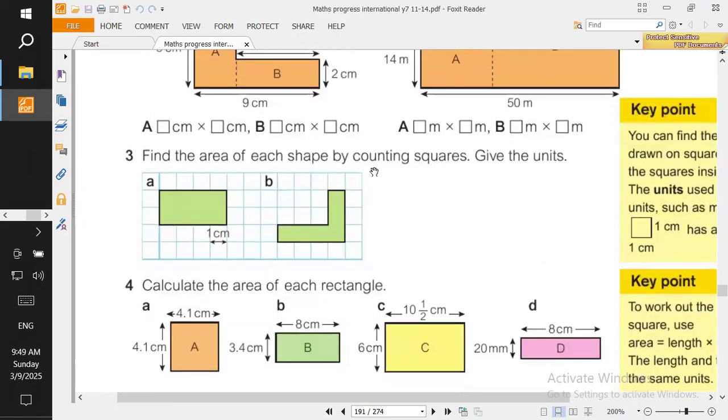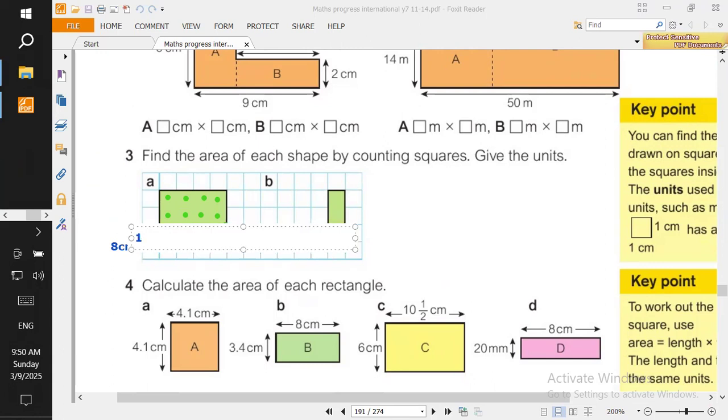Now, find the area of each shape by counting squares. Give the units. Now, each square is 1 centimeter by 1 centimeter. So when you count a square, you count it as 1. So this means this square here is 1 centimeter square. This one is 1, 1, 1, 1, 1, 1, and 1. So when you count them together, you have 8 squares. So the answer will be 8 centimeter square. And this is how you find the area on a centimeter grid.